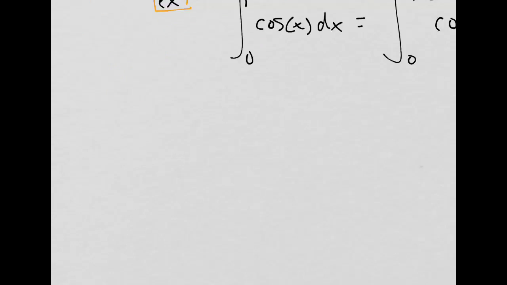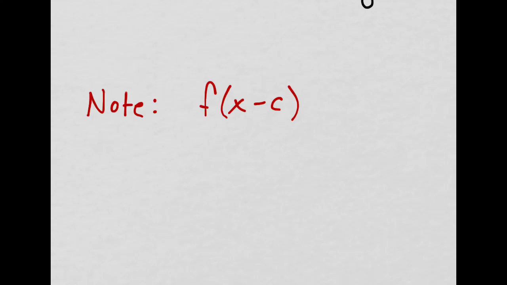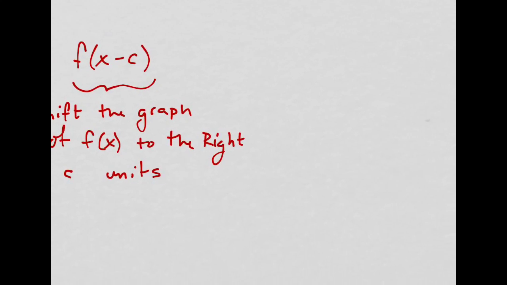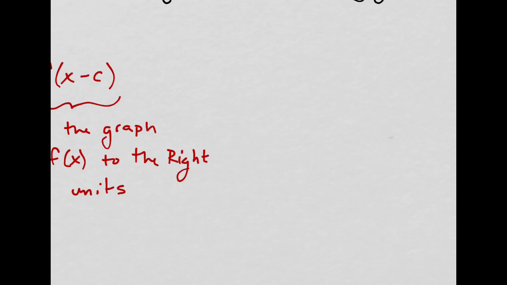For this next property, we've got to review a little bit about translations of functions. If I'm thinking about the graph of f of x and I have something being subtracted on the inside, this just corresponds to the graph of f of x shifted to the right by c units. So let's have that in mind. That's what that means. A quick example here.